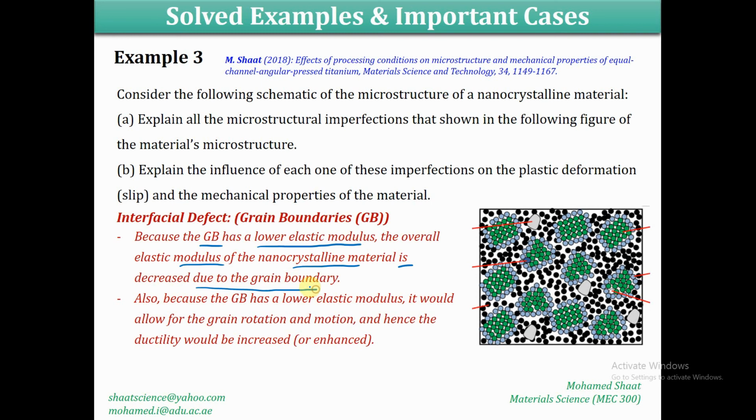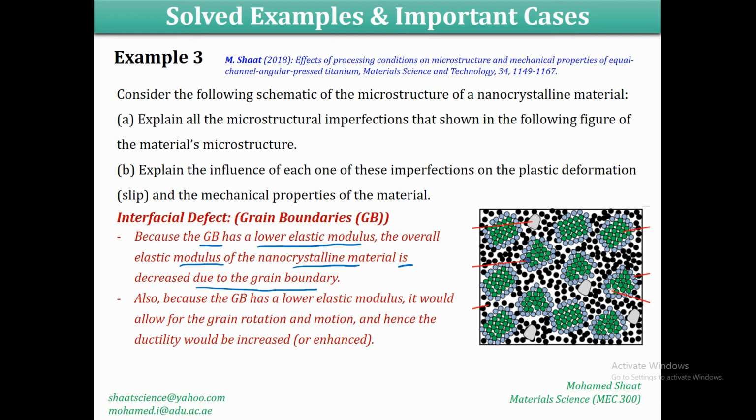For example, if you compare the elastic modulus of a polycrystalline material that has grains at the microscale to the elastic modulus of the same material but nanocrystalline, so we have the same material type, one with microscopic grains, the other with nano grains, the one with nano grains will have a lower Young's modulus, smaller than the one with microscopic grains. Why? The reason is the grain boundary.